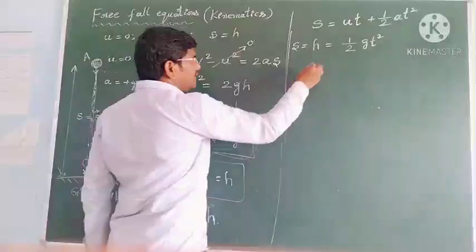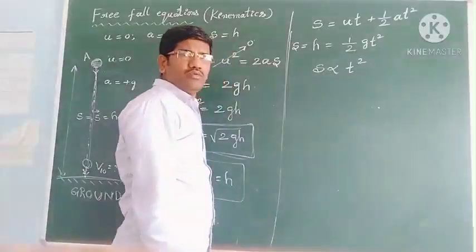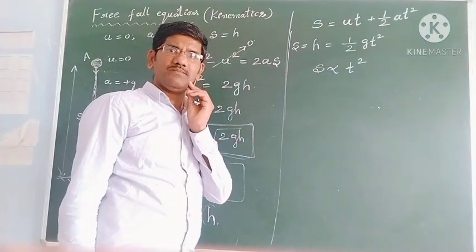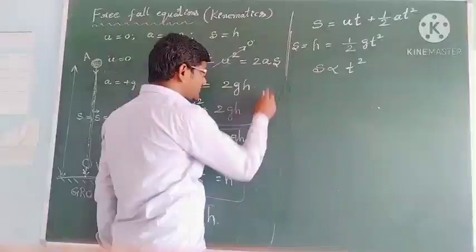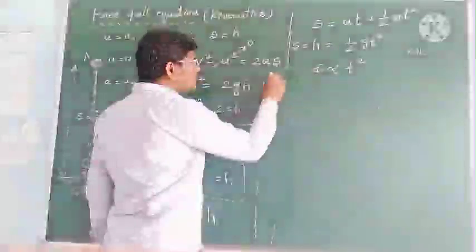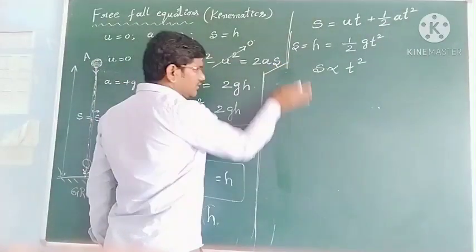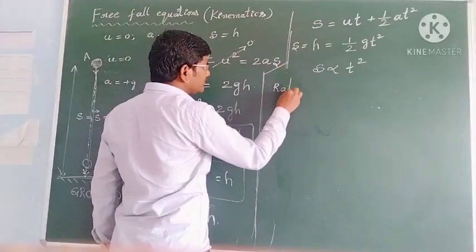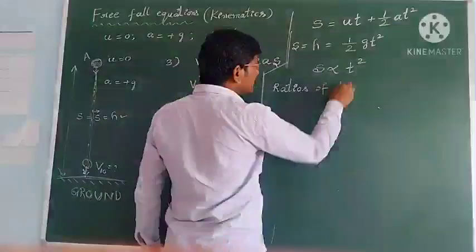Then you also know that s is directly proportional to t square. Now I want to know the ratio of distances travelled in 1 second, 2 seconds, 3 seconds. I want to know the ratios. So now see students, ratios of distances travelled.